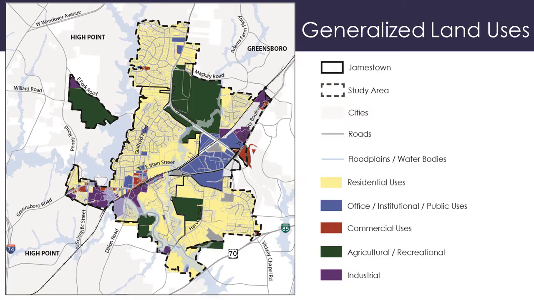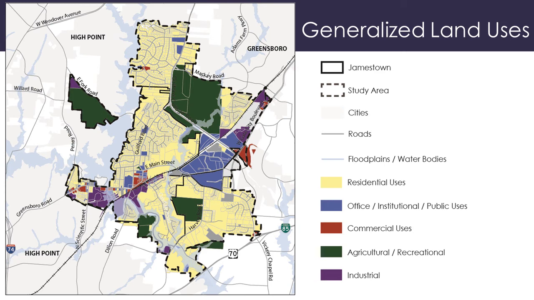In this next section of the presentation, we'll be looking at some information about land use in Jamestown. This first map shows the generalized existing land use pattern in Jamestown. This data is derived from Guilford County tax appraisal data. Making up the largest share of land, particularly inside the corporate limits of the town, are residential land uses, shown in yellow on the map.